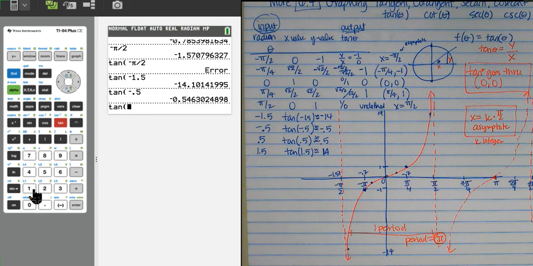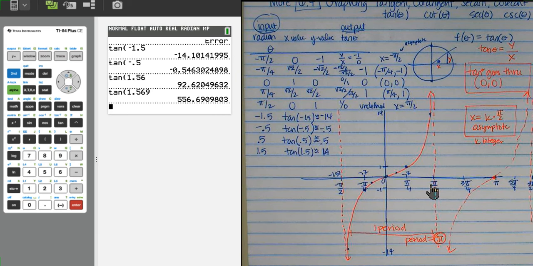So just for fun, tangent of 1.56 is 92. It went from 14, so this was positive 14 for the positive 1.5, to 92 really quick. And then if we said tangent of 1.569, we get 556. So it is growing really fast as you get closer and closer to this pi over 2, which is 1.57. So this is tangent. It goes through 0, 0. It has asymptotes. Try to learn what it looks like because it's way easier than making this gigantic chart.